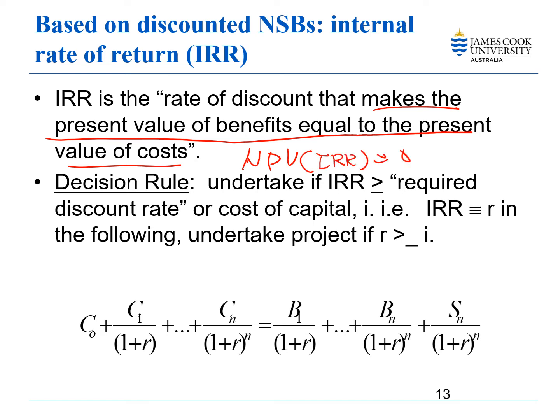Okay. So when we use IRR, the decision rule is we will undertake the project if we have the IRR, internal rate of return, higher than the required discount rate or cost of capital. Then we will do this project. We judge this project is efficient.